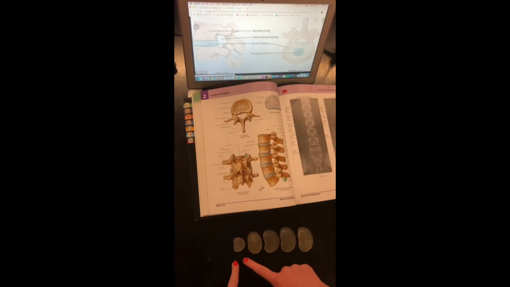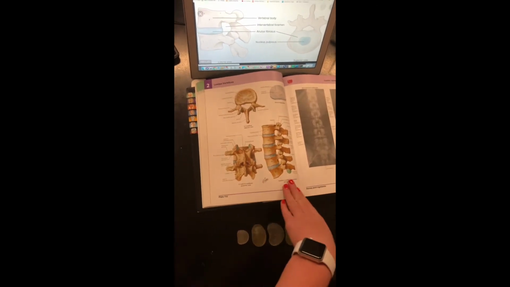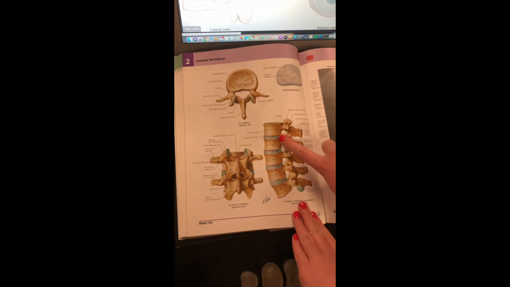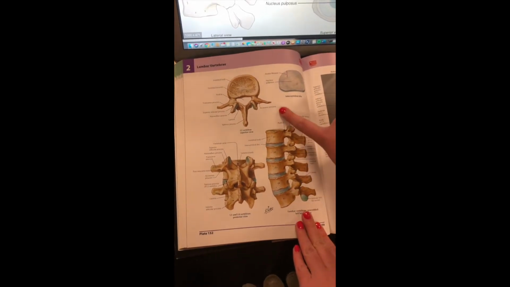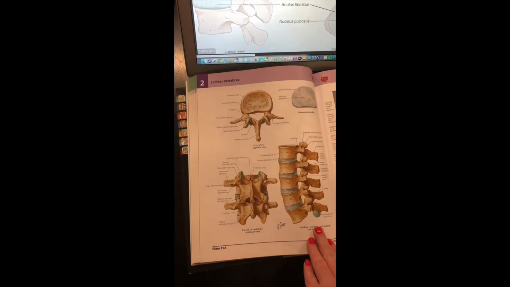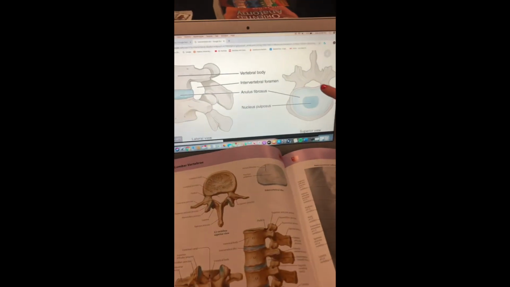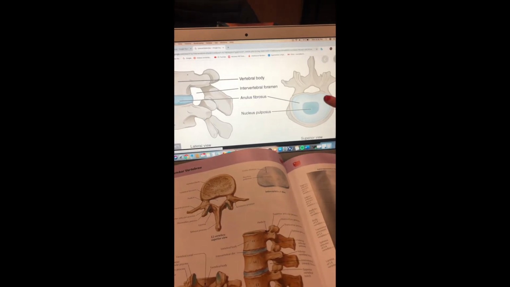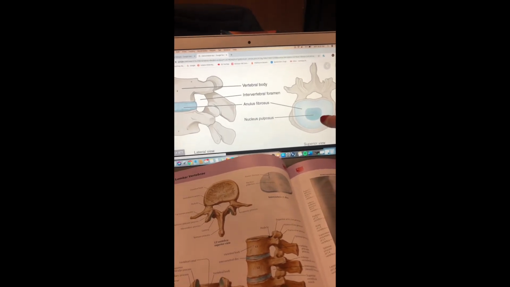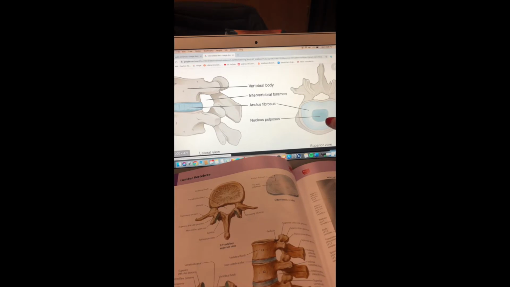Okay, so these are all intervertebral discs. They connect each of the vertebrae between the body so they can line up and form the spinal column. The parts of it are as shown. So this outside is the annulus fibrosus, and then this middle center in here is called the nucleus pulposus.